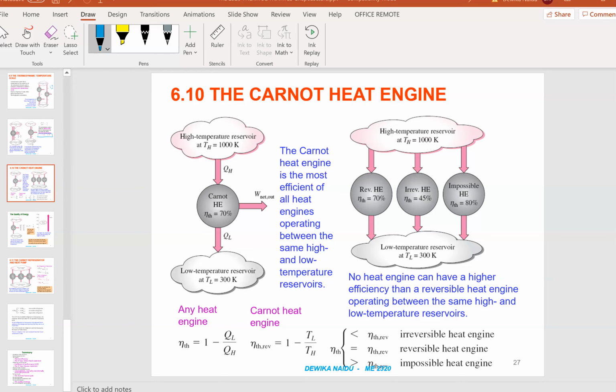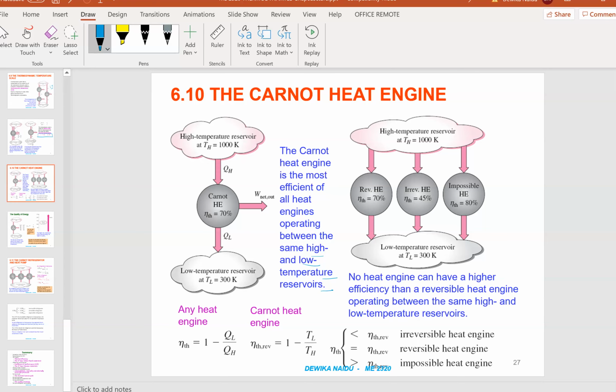The Carnot heat engine is the most efficient of all heat engines operating between the same high and low temperature reservoirs. I've just explained that earlier. This Carnot heat engine does not have any irreversibilities, so it is perfect.